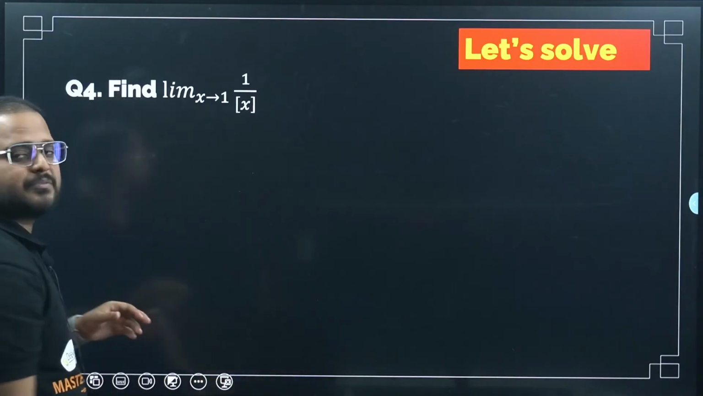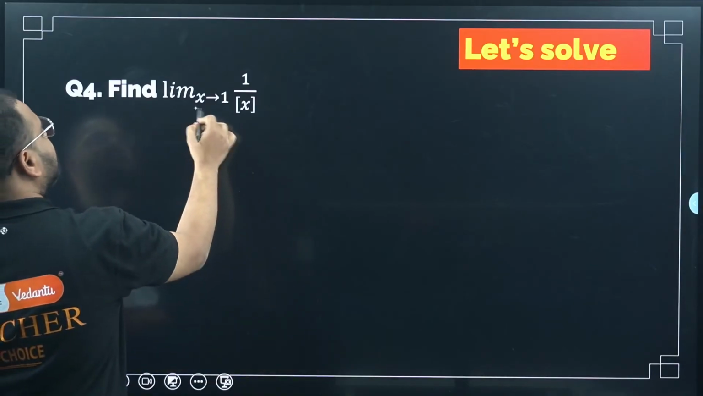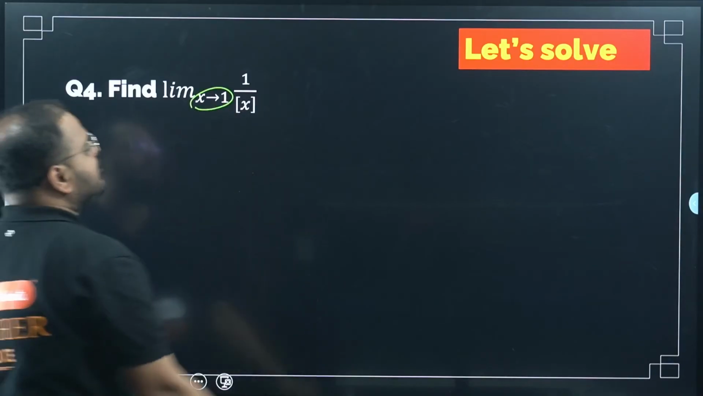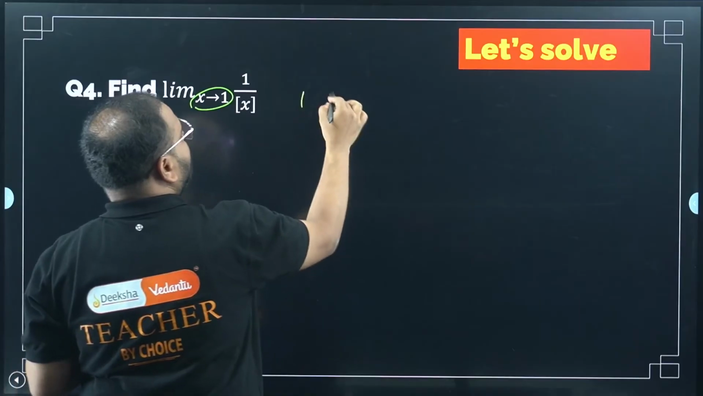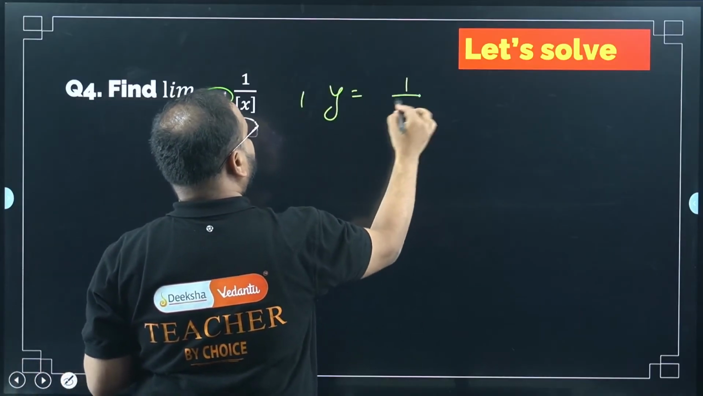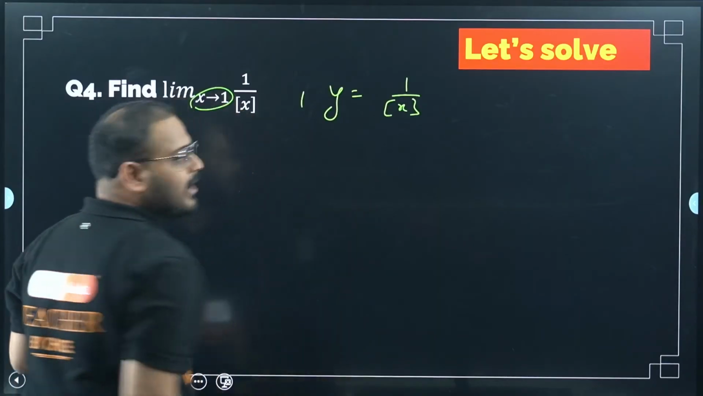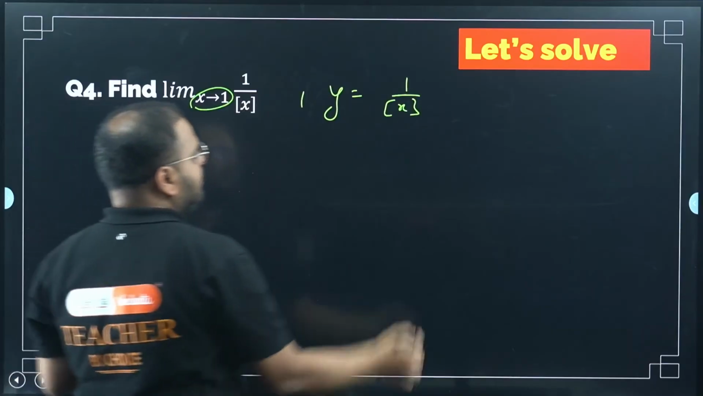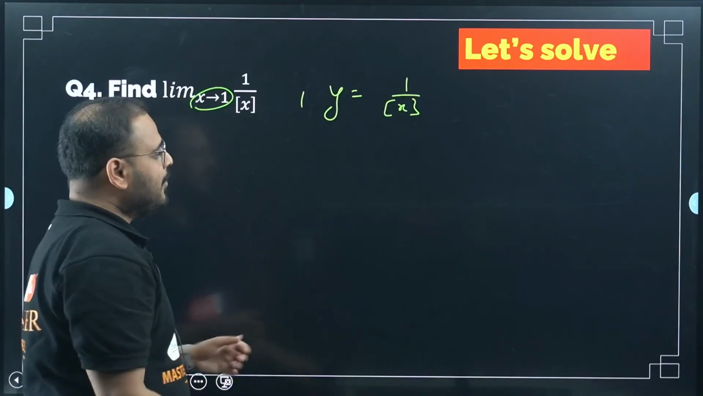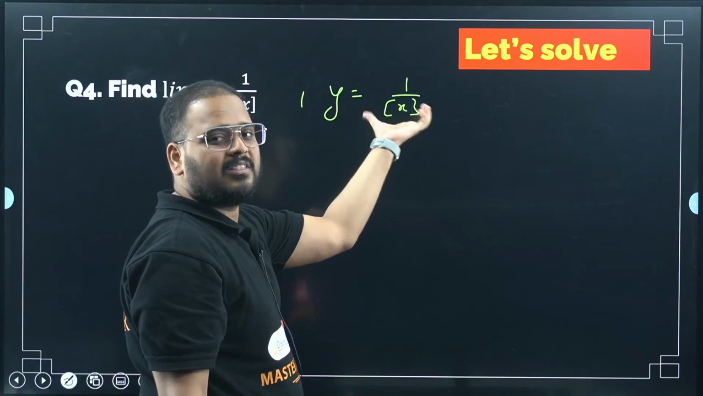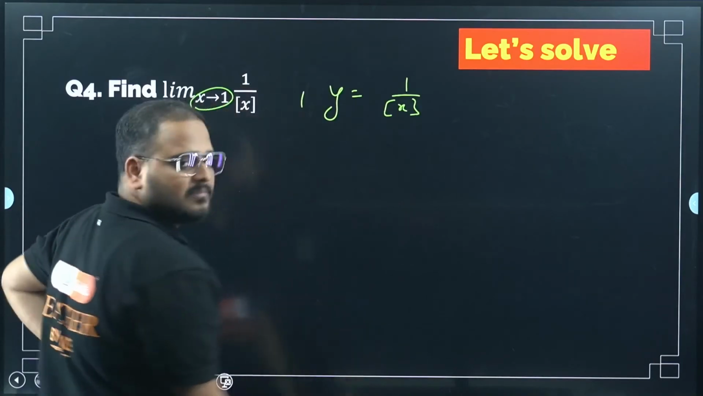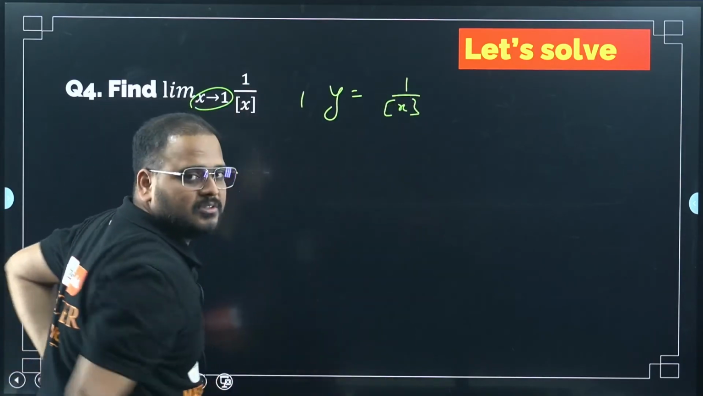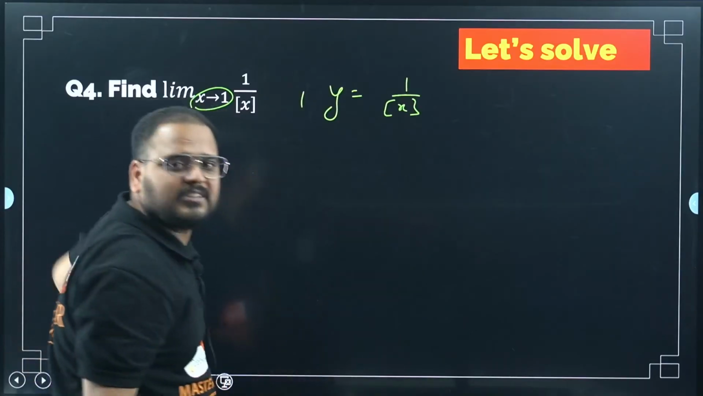Moving on to the next problem. Alright, sir. What is this question? Limit at x equals 1 for the function. What's the function here? Y equals 1 upon this. After looking at this, we can say that there will be some restriction. Wherever this denominator is 0, the function will not be defined, right? This is a rational function.